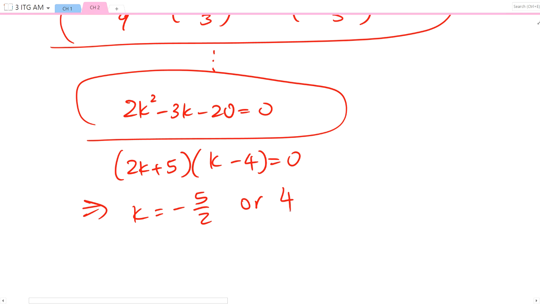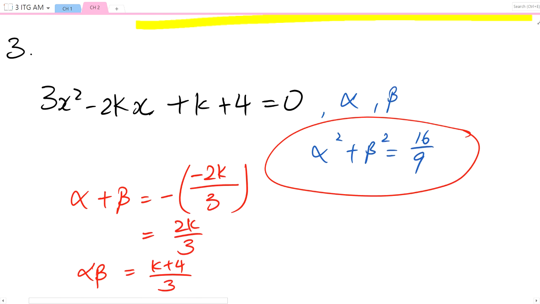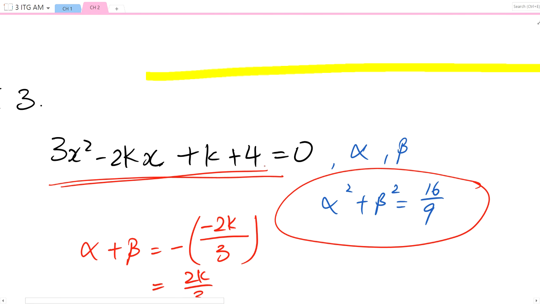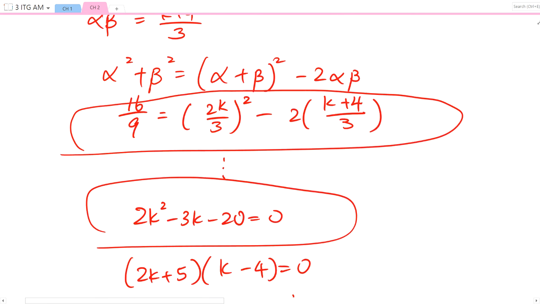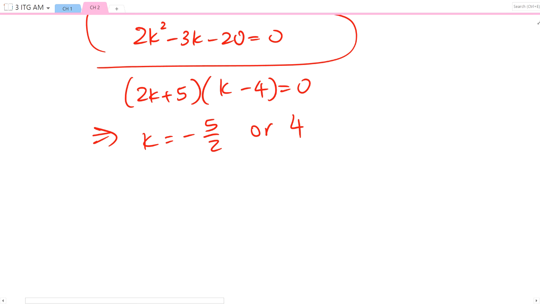Do we need to reject anything? Is there any reason to reject anything based on the original equation? Did they say whether k must be positive or negative? They didn't. Okay, are we going to be dividing by 0 if I substitute in any of those values? Also no. So both answers are acceptable. Okay?